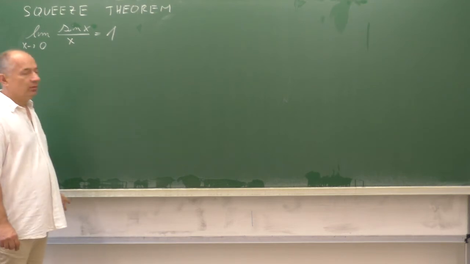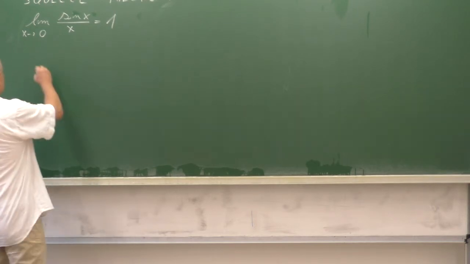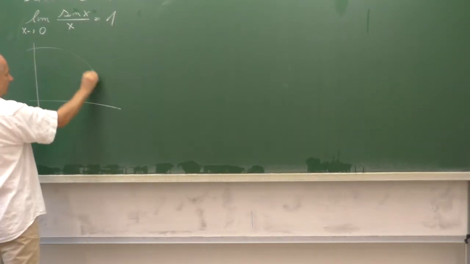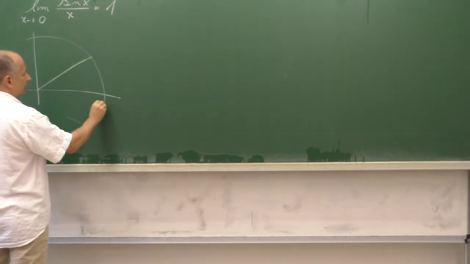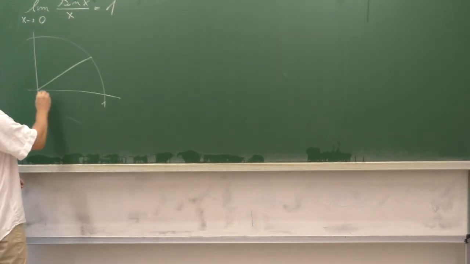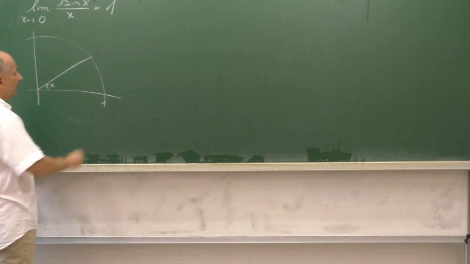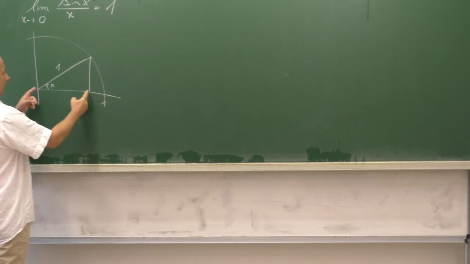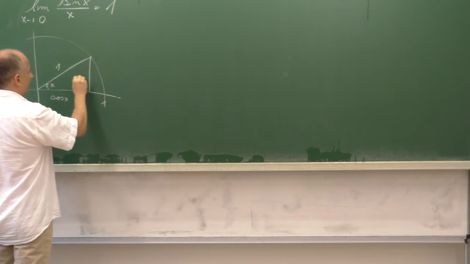This can be shown by an interesting graphical method. We will use the following picture. Imagine the unit circle, and here the angle will be x. Then, if this is 1, this distance is cosine of x, and this is sine of x.